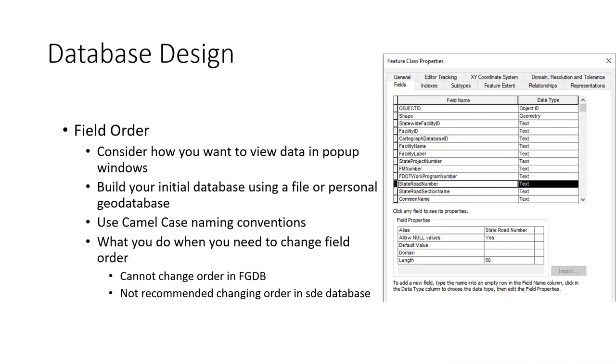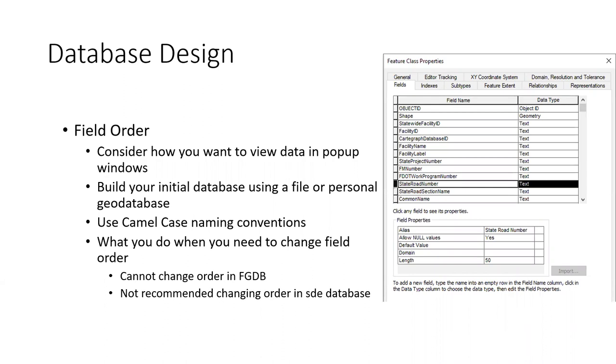Then there's always the situation that occurs: what happens if after you've done this design, you need to change the order of a field as it appears in the database? Happens a lot, right? Now, you can't do that in a file geodatabase. That's not possible. You can do it in an enterprise database, so Oracle or a SQL database, by using SQL.